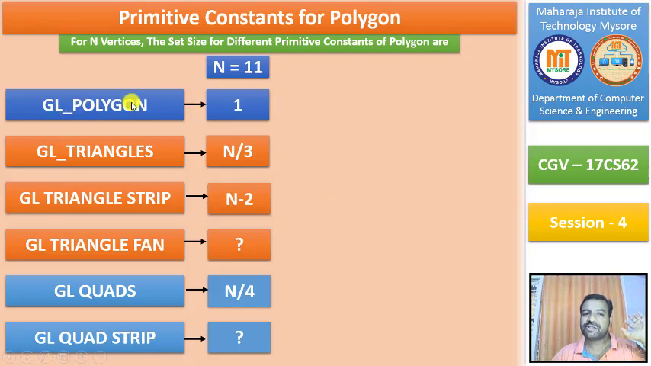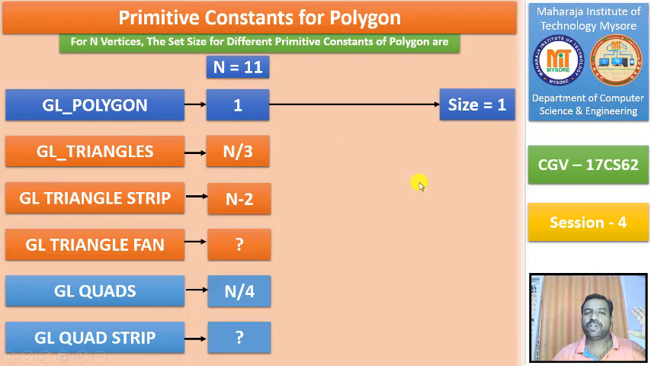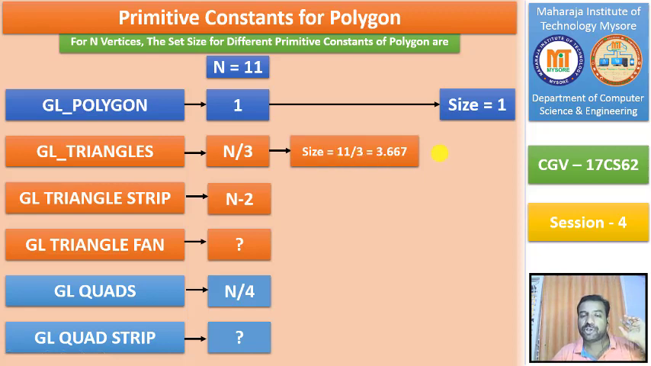So now, with this, for example, what if n equals 11? What is the set size for GL polygon going to be? It is going to be 1. The size is still 1. Whatever the value of n is, the size is always going to be 1 in the case of GL polygon. What about the case of GL triangles? So I should divide this 11 by 3, which is going to give me 3.667. Whatever this value is going to be, I need to just discard the decimal value. Hence, I am going to have 3 triangles.